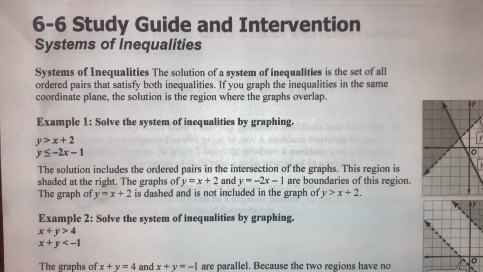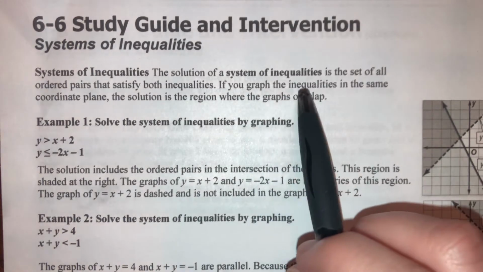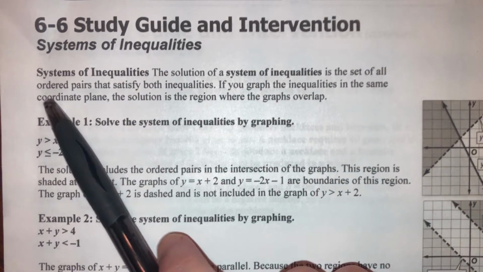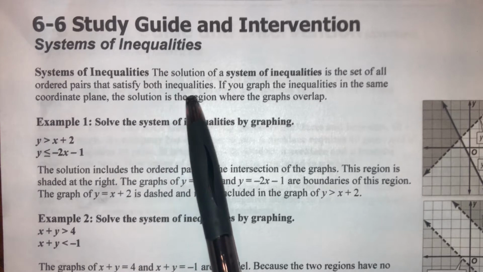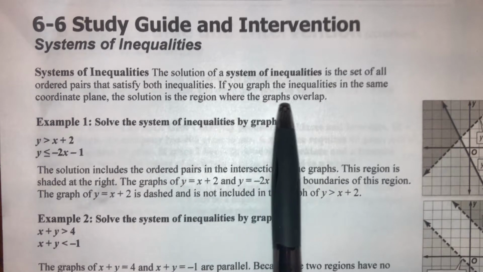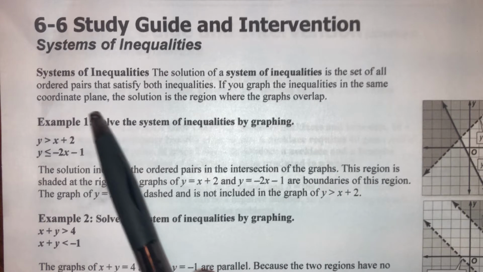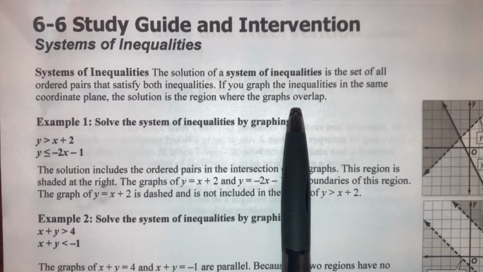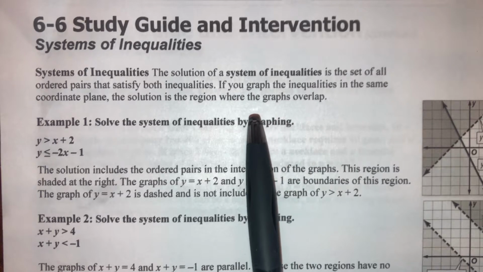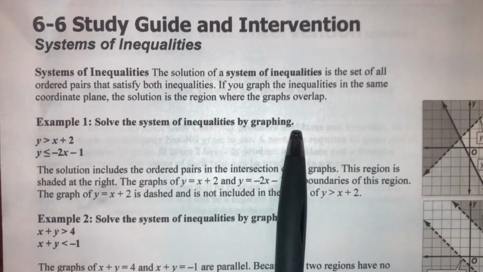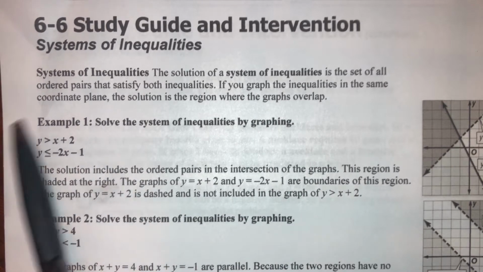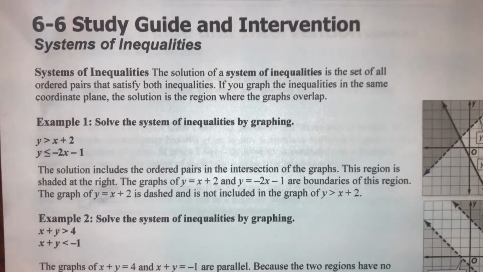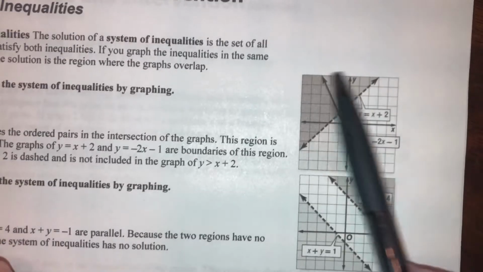Okay, so systems of inequalities. The solution to a system of inequalities is the set of all ordered pairs that satisfy both inequalities. If you graph the inequalities in the same coordinate plane, the solution is the region where the graphs overlap, okay? So solve the system of inequalities by graphing. Here, we have a system of inequalities, and over here to the side, they've been graphed.